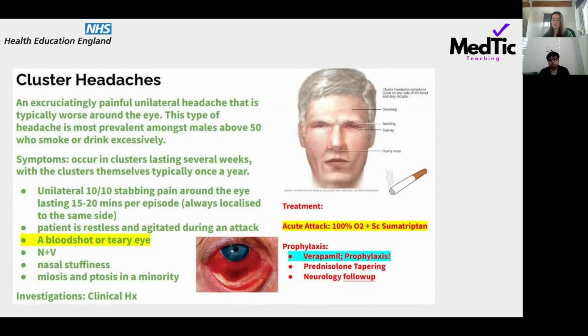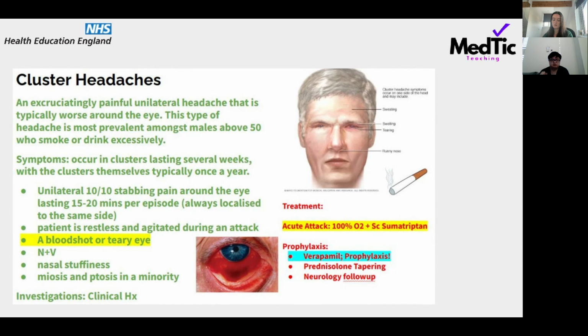So what are cluster headaches? Cluster headaches are excruciating, painful unilateral headaches, so they only happen on one side, typically around the eye in this case. The group of people that are most at risk of getting cluster headaches are males, as one, that are above 50, that's two, and who have an excessive smoking or drinking history, like in this case as well.